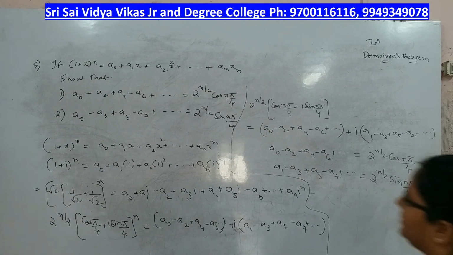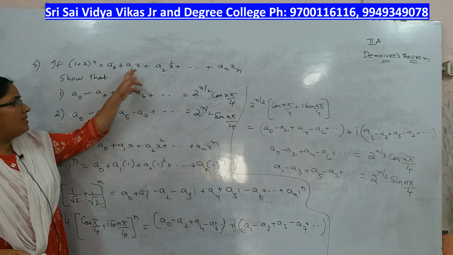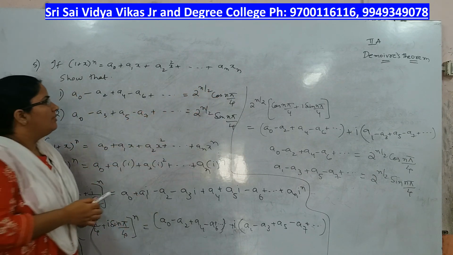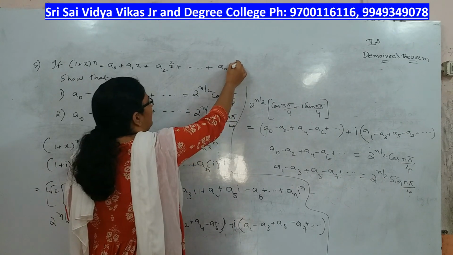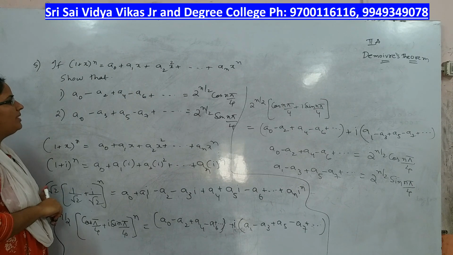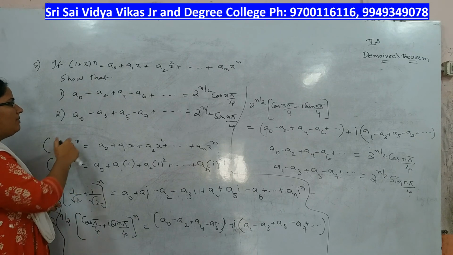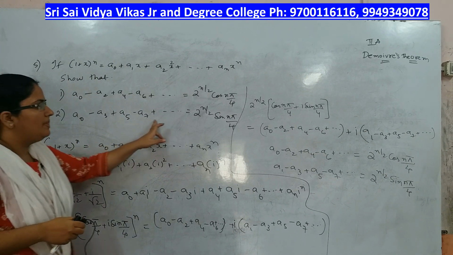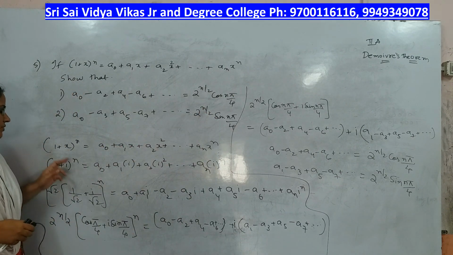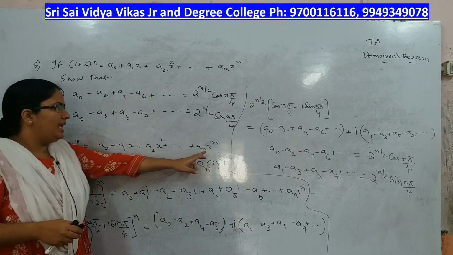Our next problem is, if (1 + x) whole power n is equal to a0 + a1x + a2x² and so on plus an x power n, you have to show that a0 - a2 + a4 - a6 + so on is equal to 2 power n/2 cos nπ/4, and a1 - a3 + a5 - a7 and so on is equal to 2 power n/2 sin nπ/4. First of all, consider this (1 + x) whole power n is equal to a0 + a1x + a2x² and so on, an x power n.